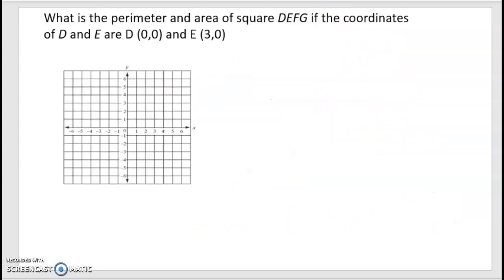Okay, the last example I want to go over is: what is the area and the perimeter of a square DEFG if the coordinates of D are 0, 0. I'm going to go ahead and plot that point D, and E is 3, 0. Here, you don't necessarily have a square drawn, but the fact that you know the properties of a square should help you out. What are some of the things we know about a square? We know that there are 4 right angles. We know that all the sides are congruent, so all 4 sides are congruent.